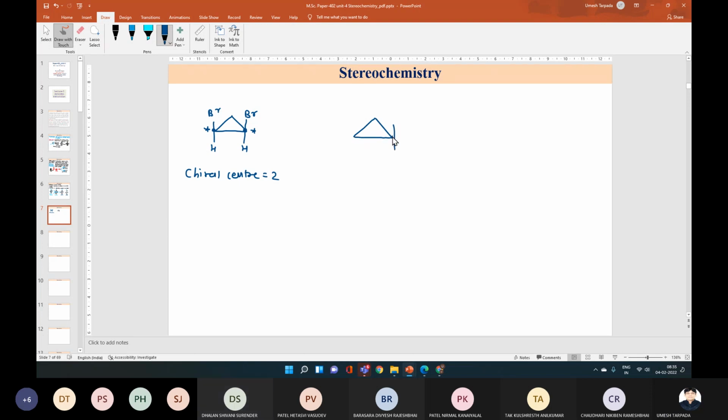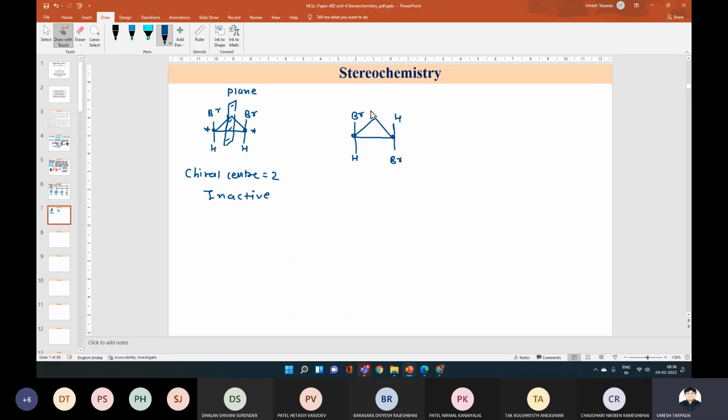Is this molecule optically active? No, sir. No, why? The plane passes through the middle. Yes, it has a plane of symmetry passing through the middle. What about this one? See here it is a plane of symmetry. So this has a plane of symmetry, so it is optically inactive. What about the second?